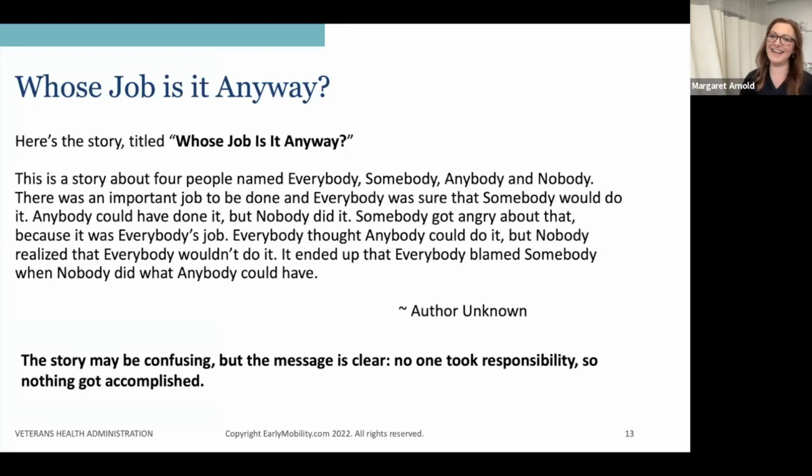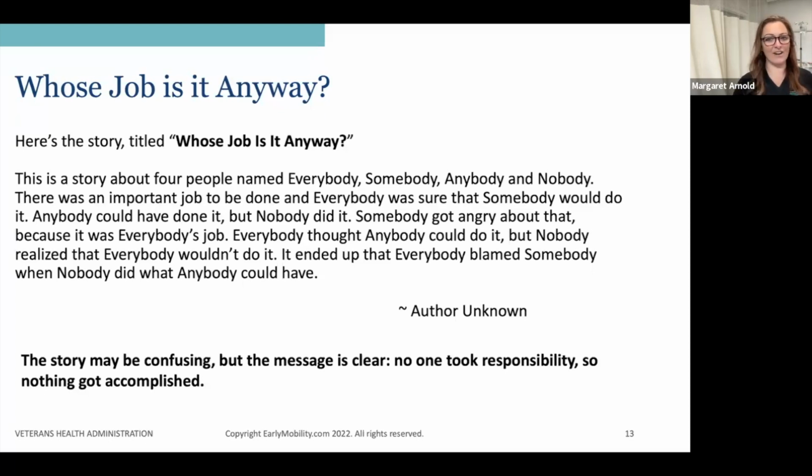Whose job is it anyway? You may or may not have heard this story, but it's titled, Whose Job Is It Anyway? This is a story about four people named everybody, somebody, anybody, and nobody. There was an important job to be done, and everybody was sure that somebody would do it. Anybody could have done it, but nobody did it.